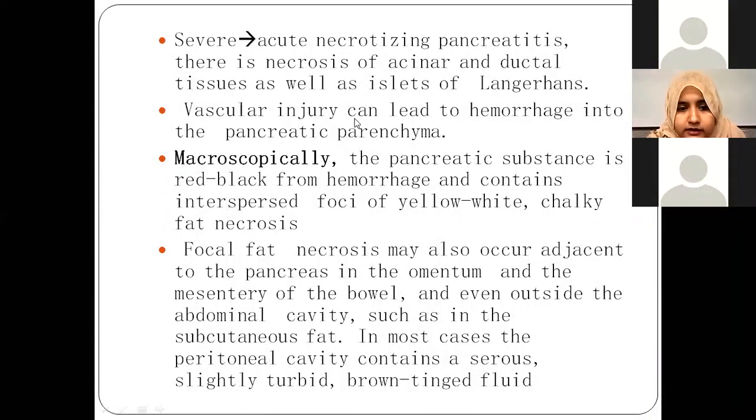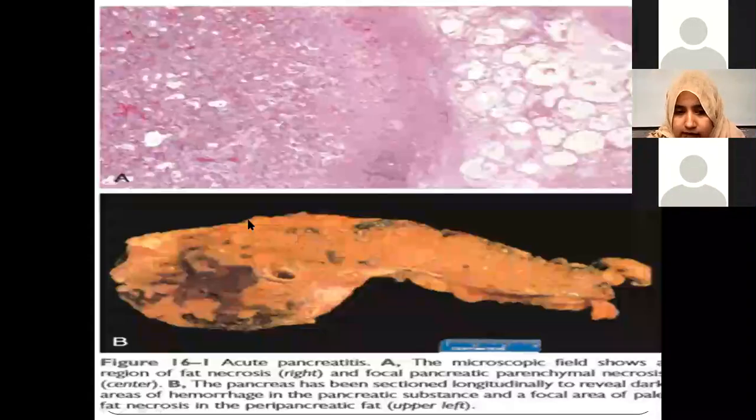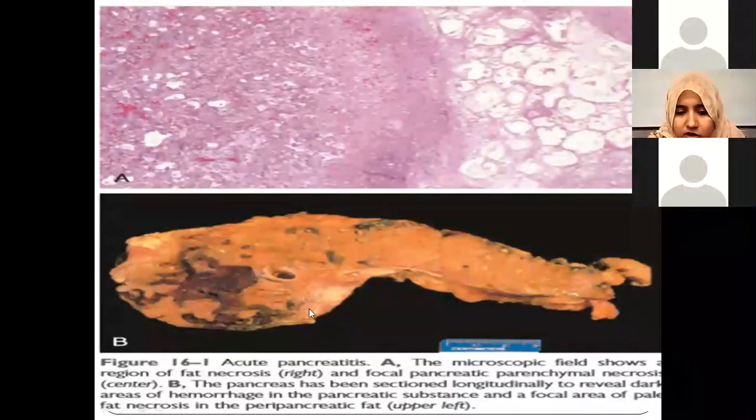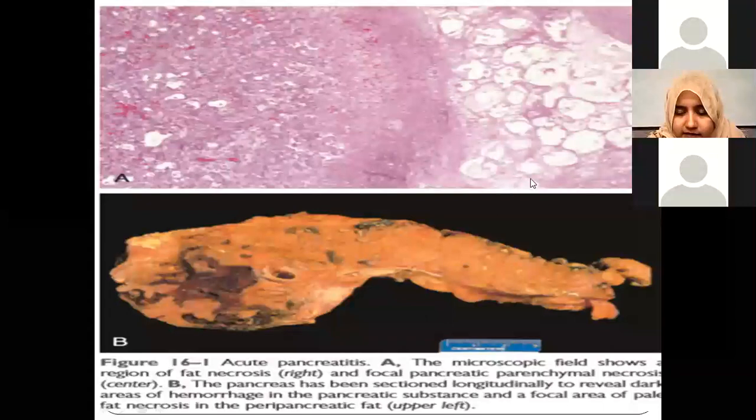While in severe cases, there is loss of acinar cells, ductal tissue and islets of Langerhans as well. There is vascular injury, and macroscopically the pancreas will look red black because of the hemorrhage with areas of white, yellow, chalky fat necrosis around it. ये पिक्चर याद रखें, यहाँ पे क्या है, हेमरेज हो रहा है और यहाँ पे white, chalky fat necrotic areas आ रहे हैं. हिस्टोलॉजी पे what is this, this is fat necrosis.